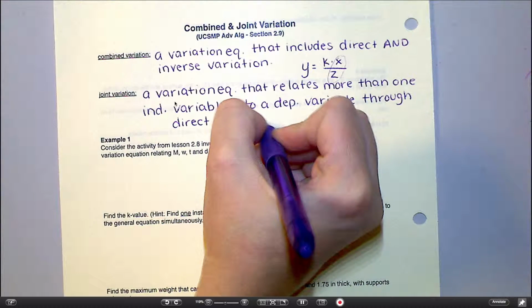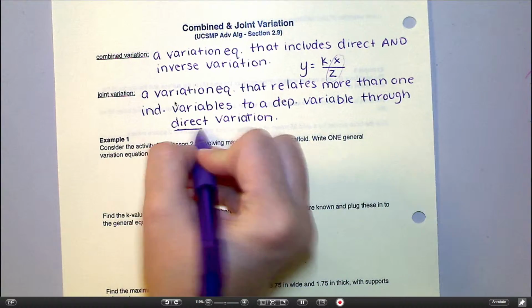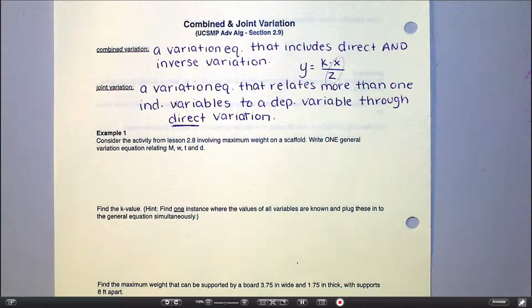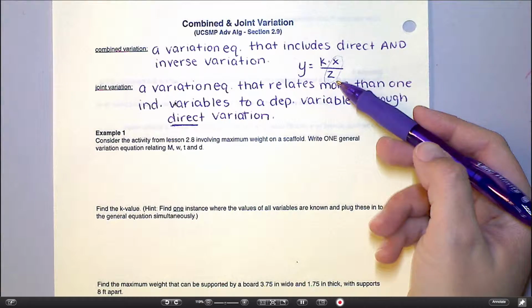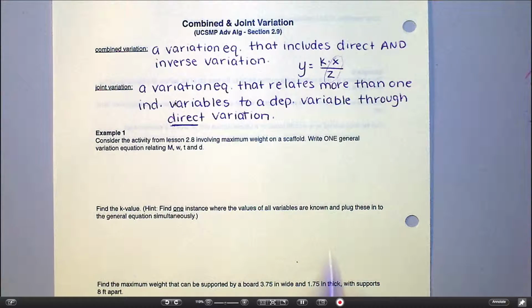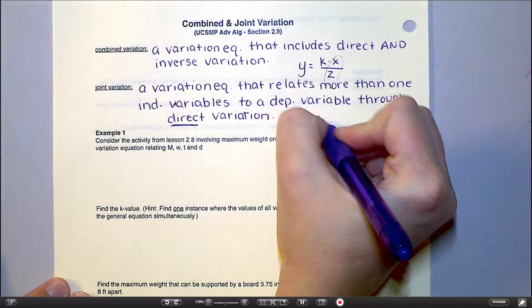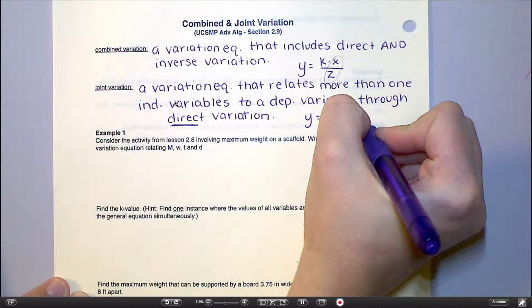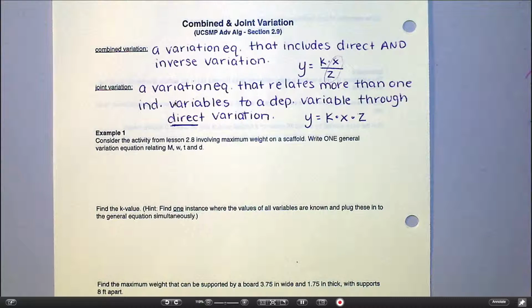Okay, so for joint variation, you're working with more than one variable, but it's all direct variation as opposed to this one, which has some inverse in it. So this would be something like this: y equals k times x times z. Okay, so that is joint variation, when you've got one variable that's being affected by more than one thing, but it's all being multiplied together. Okay?